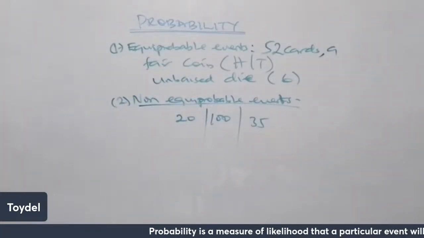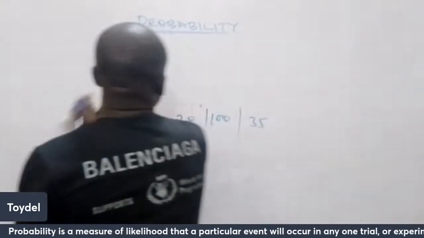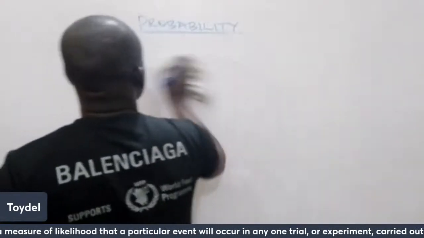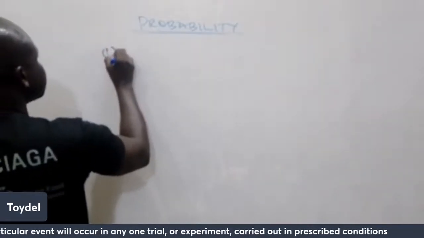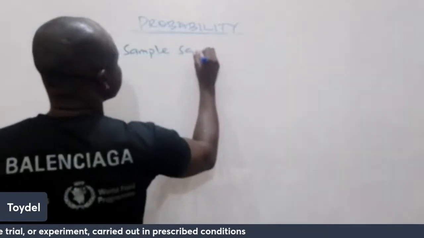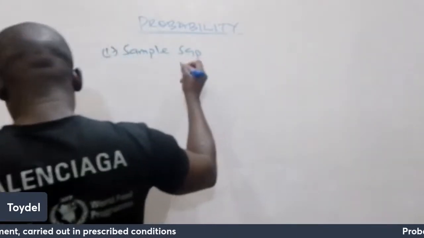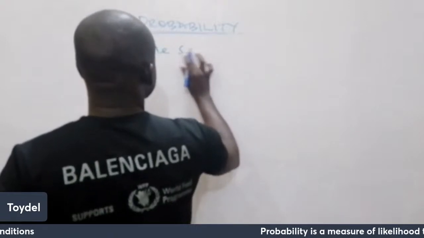Then we quickly define some terms under probability before we take examples. This is the definition of terms. The first one we are going to define is called the sample space. Let's discuss the sample space.